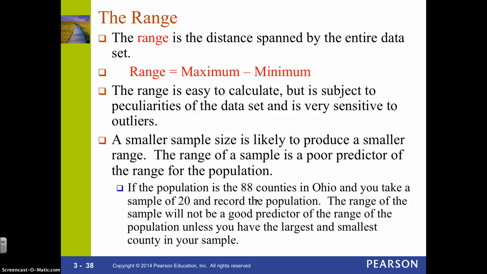Okay, but if you're taking, let's say, the population to be all 88 counties of Ohio, but you only take a sample of 20 of those and record the population, there is lots of variation in the populations of the 88 counties in Ohio. So the range is not going to be a very good predictor of the range of the population. I'm just taking a sample of size 20, looking at the range of that sample, and I can't really use it to estimate the range of the entire 88 counties for their population. The only way it's going to be close is if you actually pick the largest and the smallest county in your sample, which a lot of times won't happen.